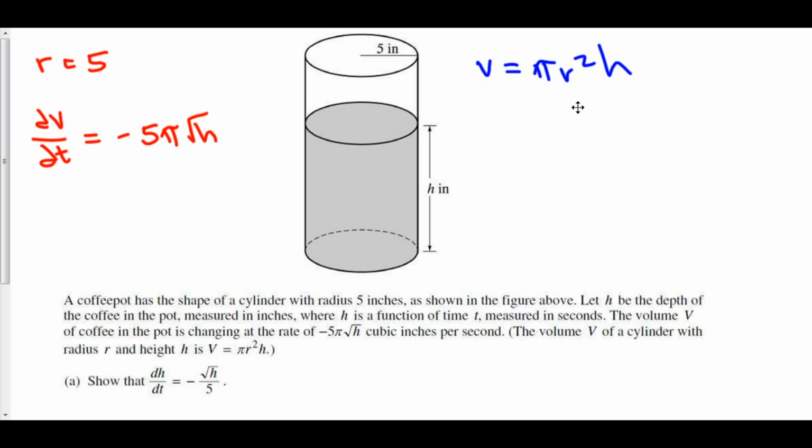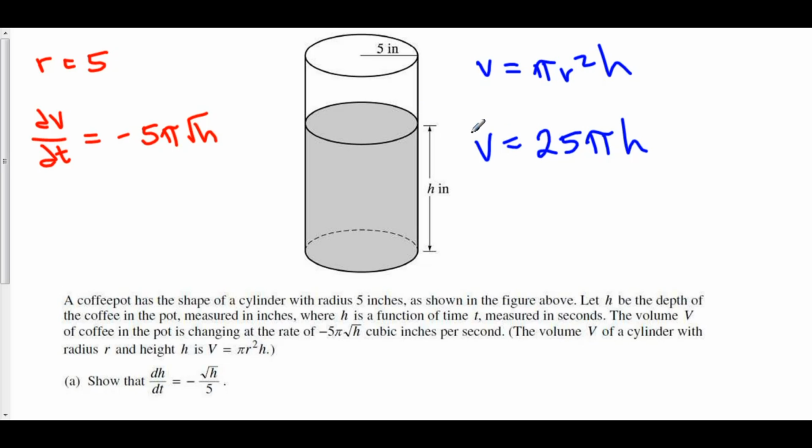However, r is not a variable. r is a constant. It's 5. It's not changing. It remains constant throughout the entire problem. No matter what happens to the coffee level, the radius is always going to be the same for a right cylinder like we have here. So for any constant that you have, you could just plug the constant into r, yielding V is equal to 5 squared, which is 25 pi h. And this makes your derivative much easier to accomplish.